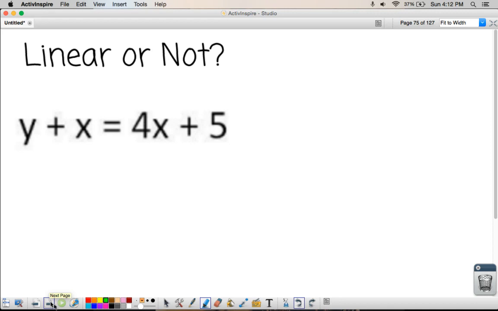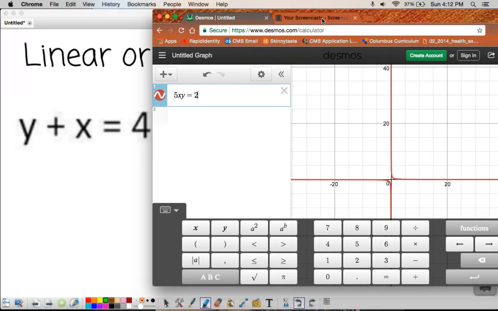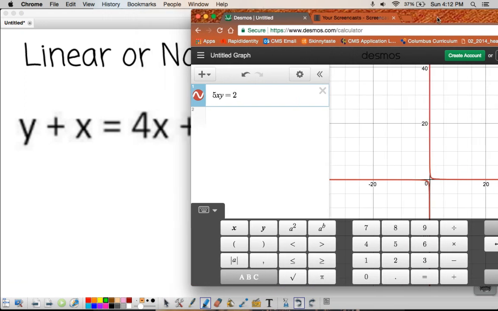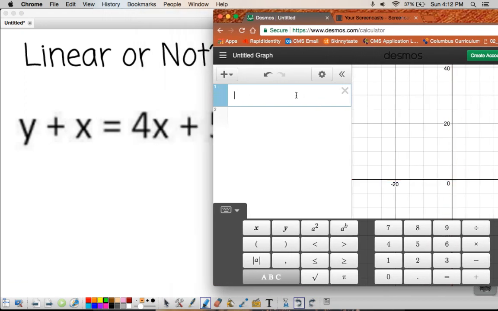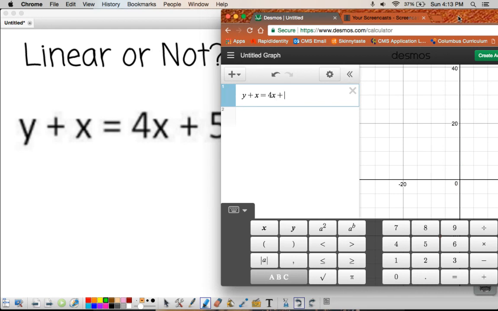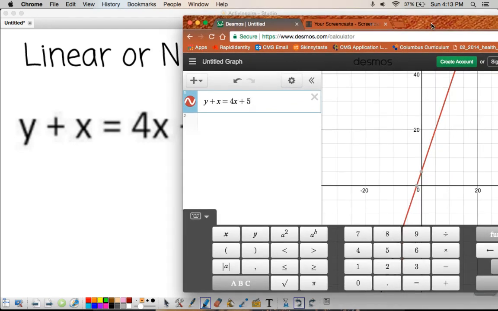Let's check and see if this one is linear. So we have y plus x equals 4x plus 5. So this one still gives us a straight line.